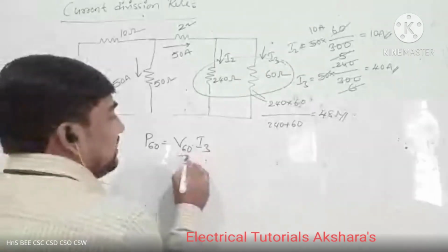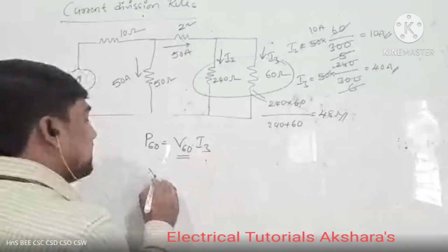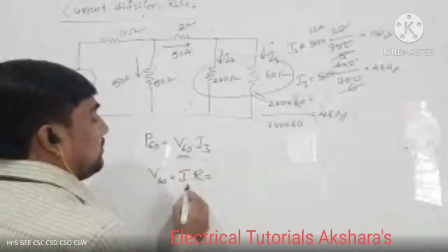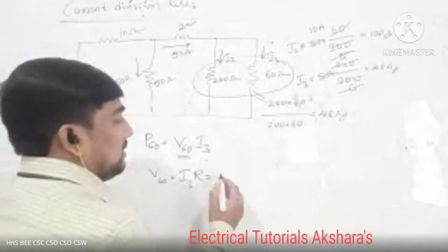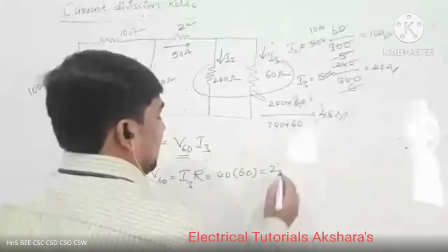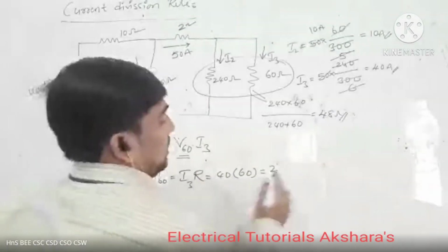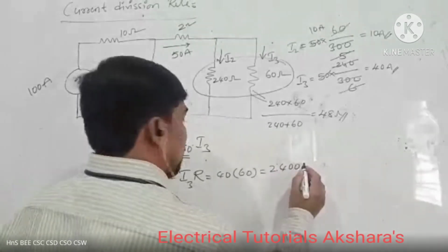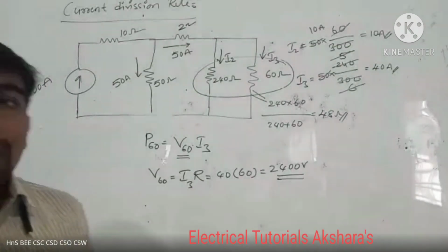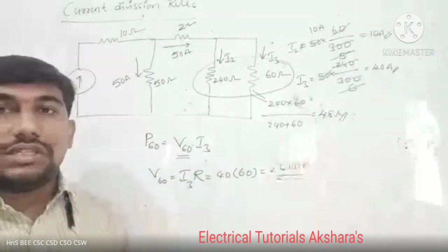How to find V60? V60, the voltage across the 60 ohm resistance, is I into R, that is I3 into R. I3 is 40 and the resistance is 60. Then we get 4 times 6 is 24, so 2400 volts. That is the voltage value across the 60 ohm resistance.